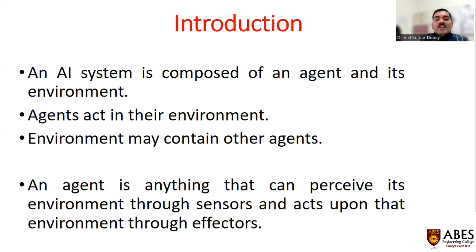An agent is anything that can perceive its environment through sensors and act upon that environment through effectors. So the agent receives information from the environment through its sensors. The sensors are the devices that provide data and information from the surroundings to the agent.